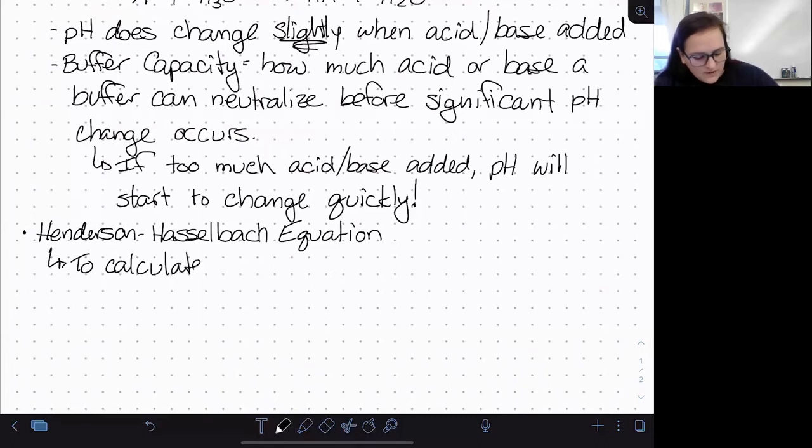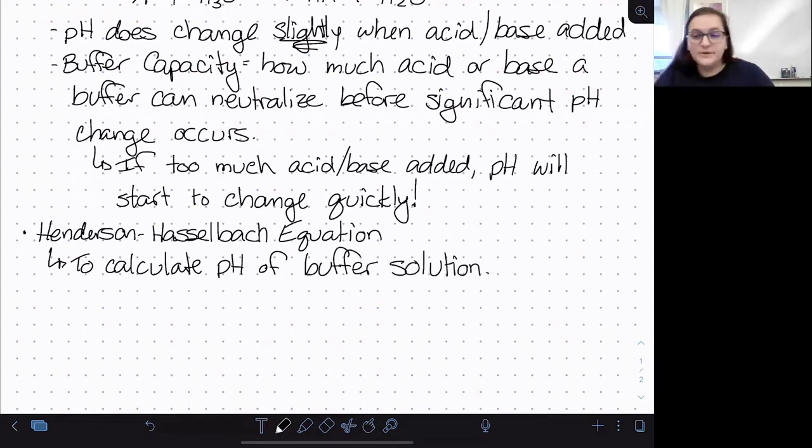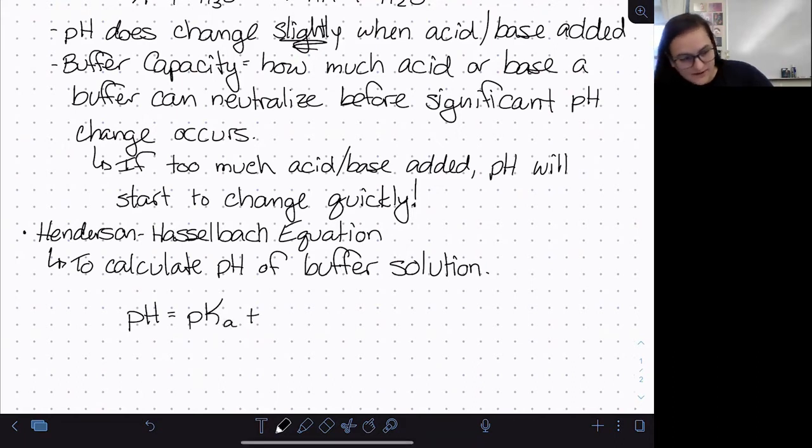To calculate the pH of our buffer solution, if we know everything else about it, or we can use it to figure out how much acid or base we need to put in to get a particular pH, but we'll mostly just be using it to calculate pH at this point. So the Henderson-Hasselbalch equation says that the pH of a buffer solution is equal to the pKa of the acid plus the log of the base concentration over the acid concentration.